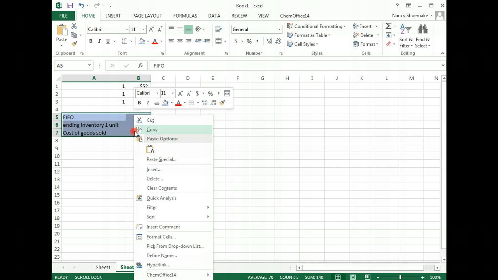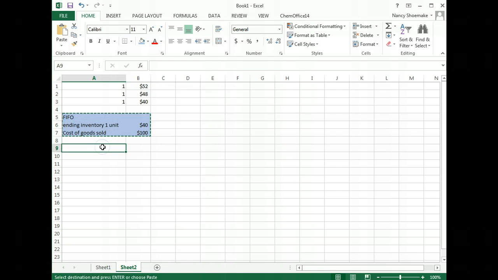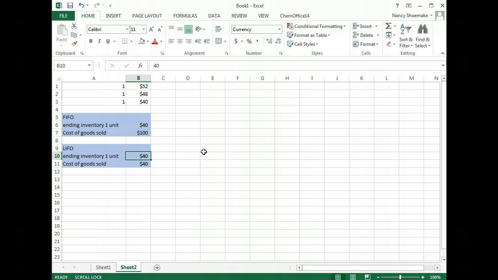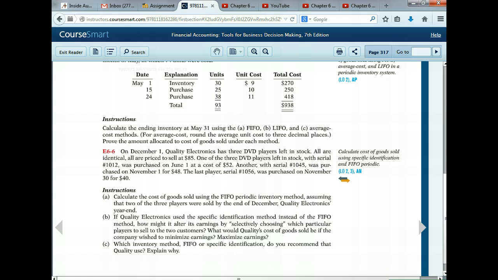Now when we use LIFO, the ending inventory that's left on hand is which one? 52. And the 2 items that were sold, 88. Okay, that makes sense, guys?